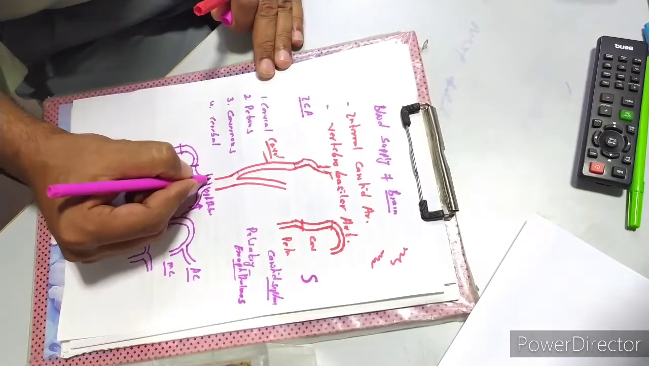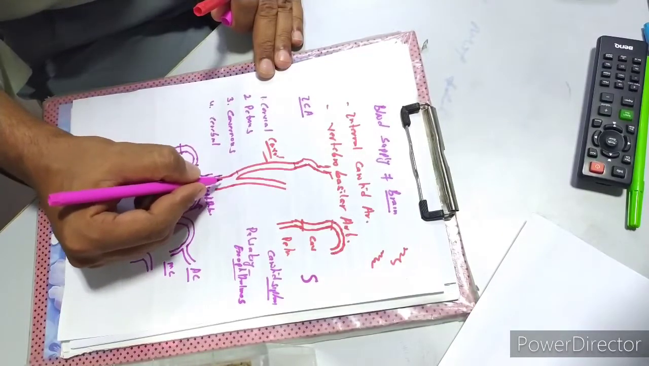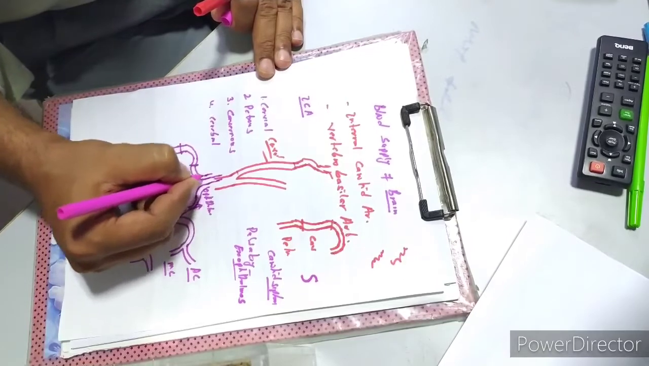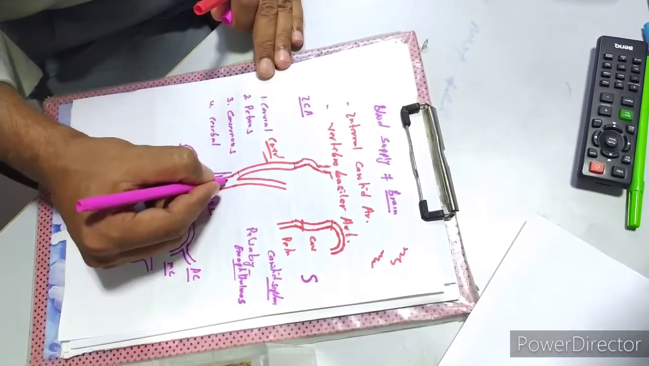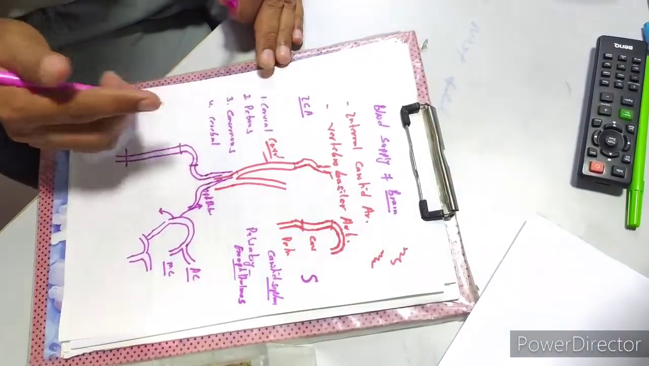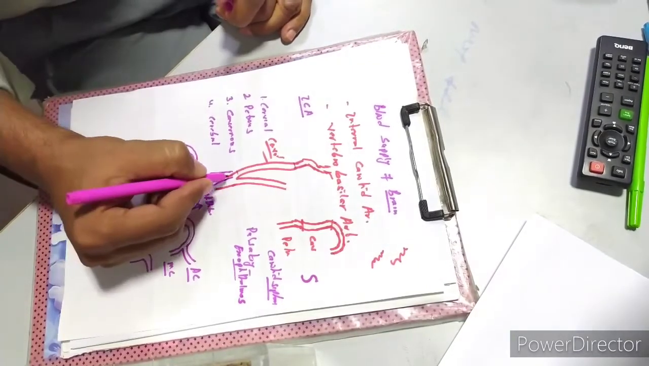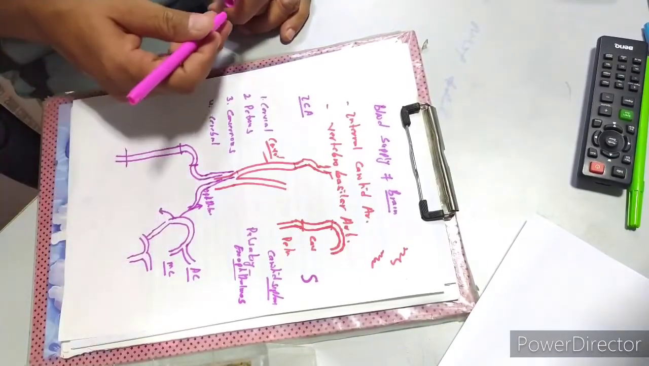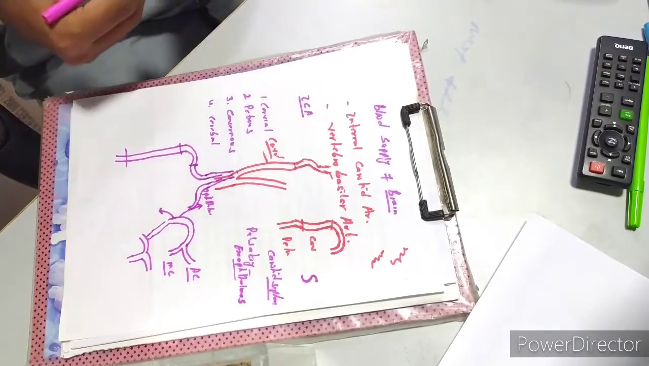Clear? Now both vertebral arteries ascend upward, and at the junction of the pons and the medulla, both arteries unite to form the basilar artery. This basilar artery runs in the midline sulcus on the pons, that is the basilar sulcus. So this is the vertebrobasilar artery. Clear? Now this vertebrobasilar artery gives rise to branches.